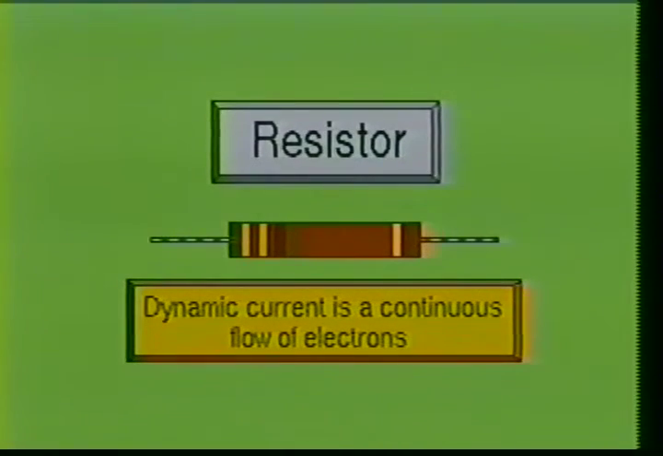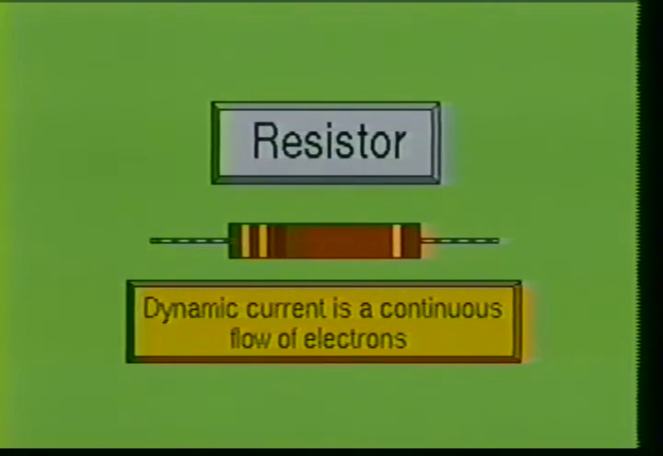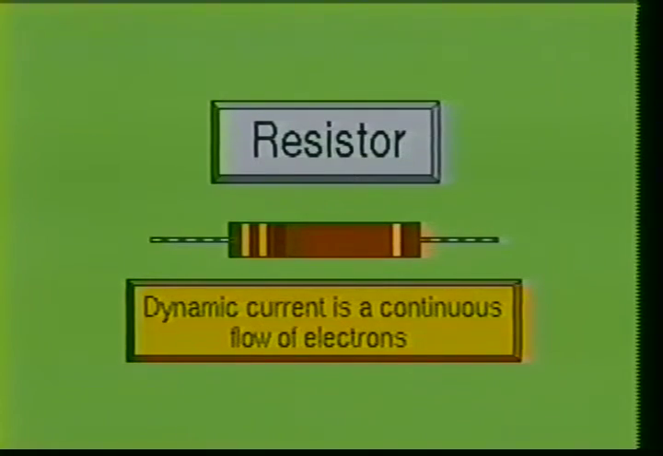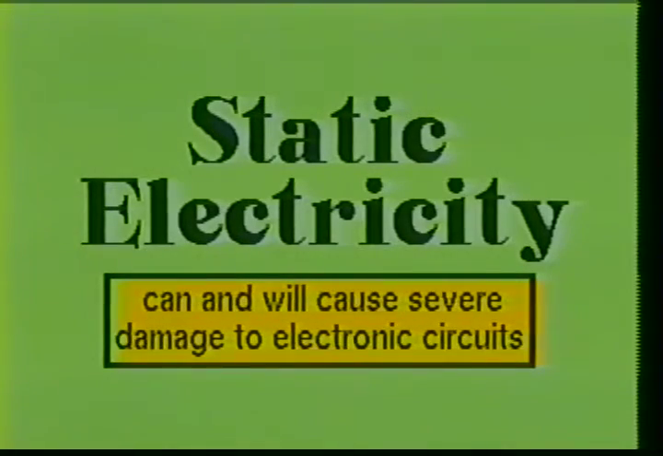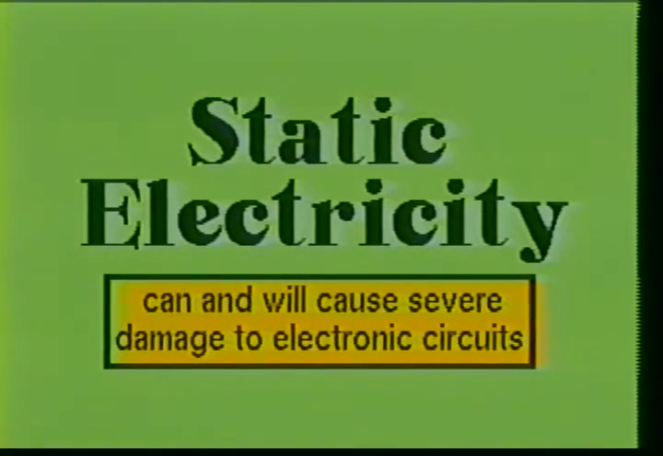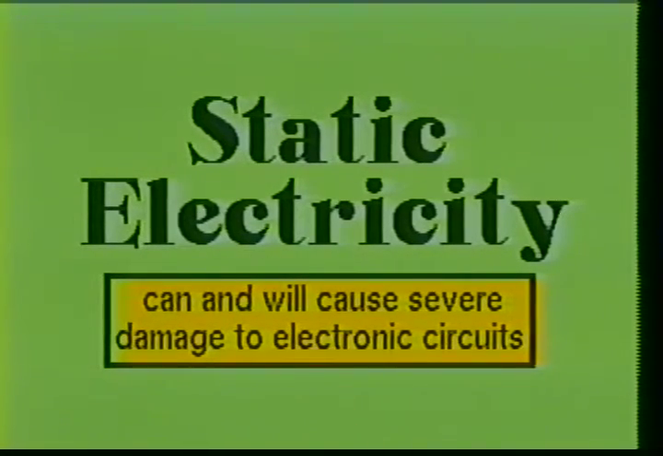On the other hand, the current will continue to flow through a resistor as long as there is a voltage being applied, forcing the electrons through the device. This is referred to as dynamic current flow. Most of the time, static electricity is not desired in electronic circuits because it can and will cause severe damage to electronic devices. Therefore, special care is required when handling printed circuit boards, which contain solid-state devices.